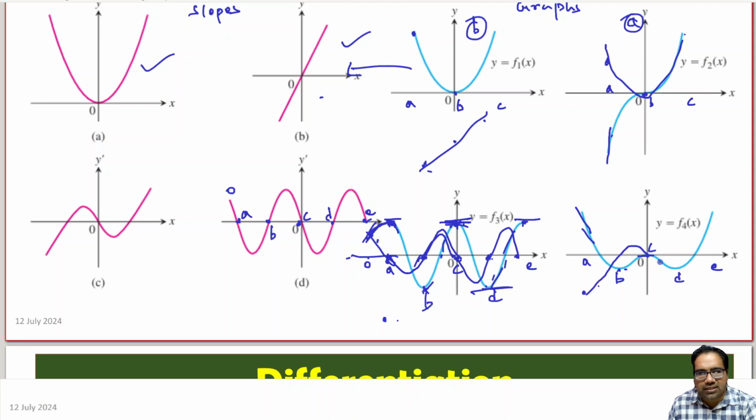Okay. Between C and D, it is negative, but at D, it should become 0. Between C and D, it is like this. And then after D to E, it is always positive. So the graph will look something like this. Okay. The graph is actually C here and D here.